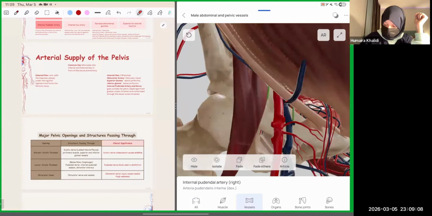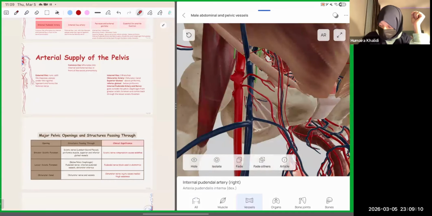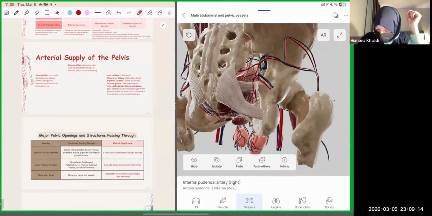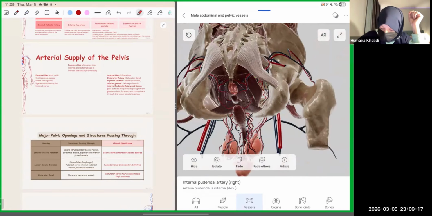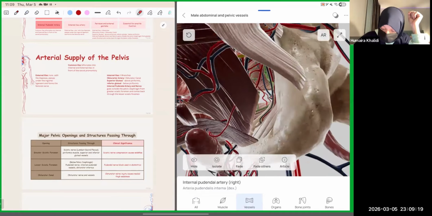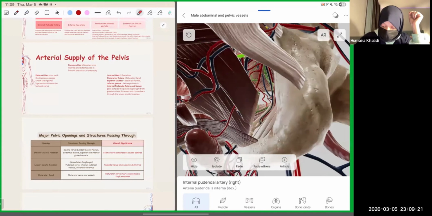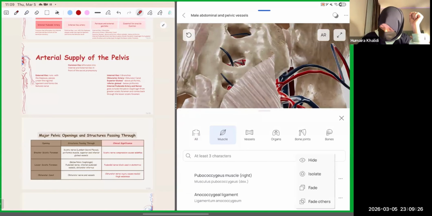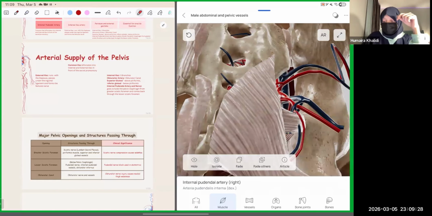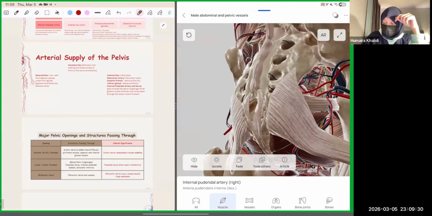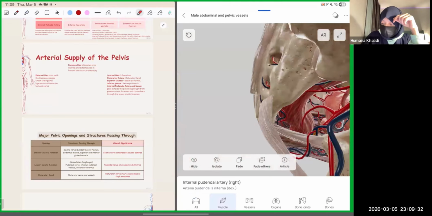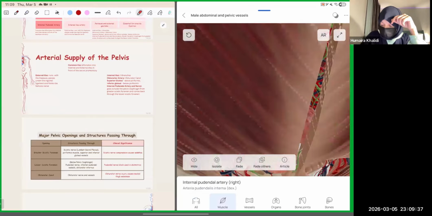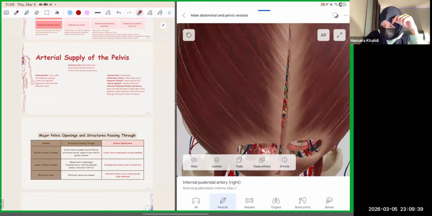You guys see the internal pudendal artery? It's the one in light green, and it's going down, down, down. You see how it's going? Okay, anyways, do you see how it's not going directly? But essentially it's going from inside the foramen.